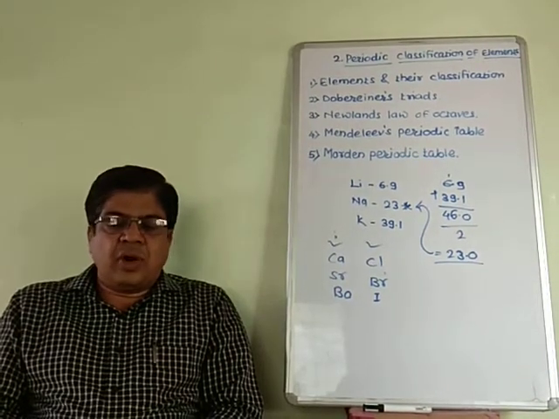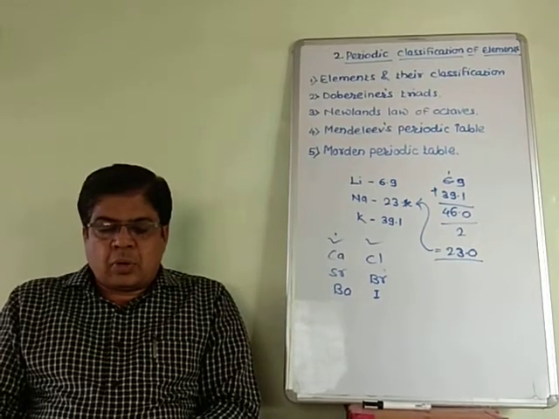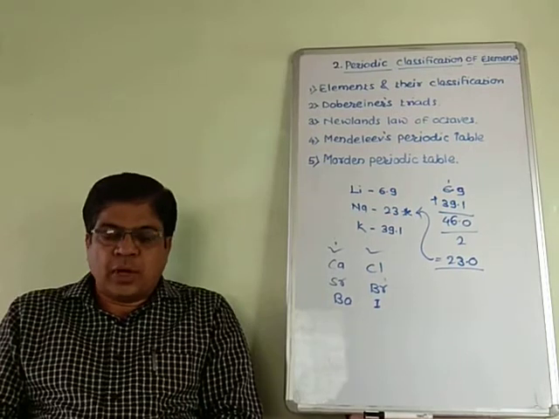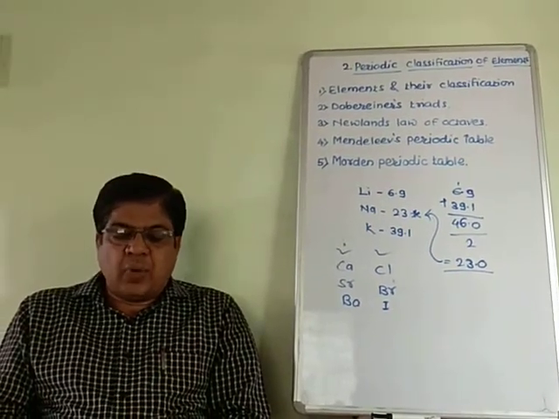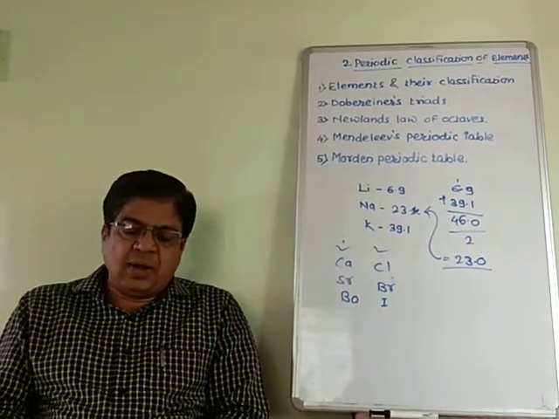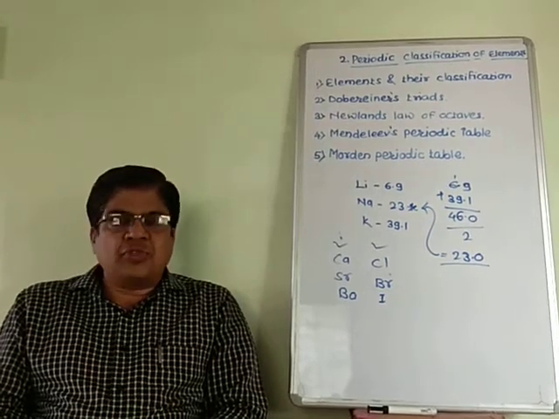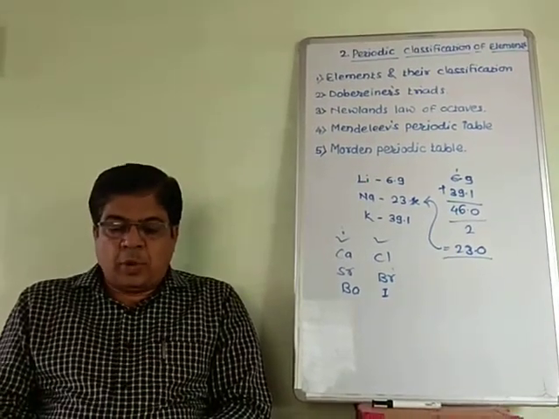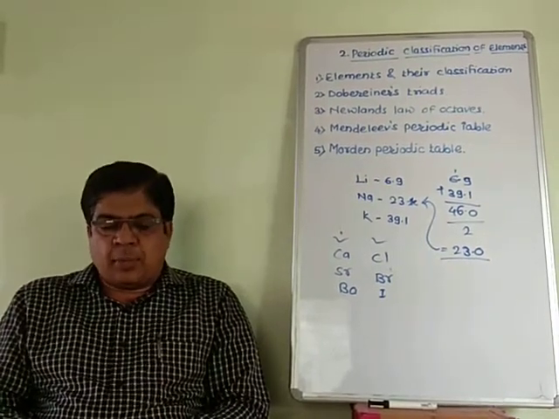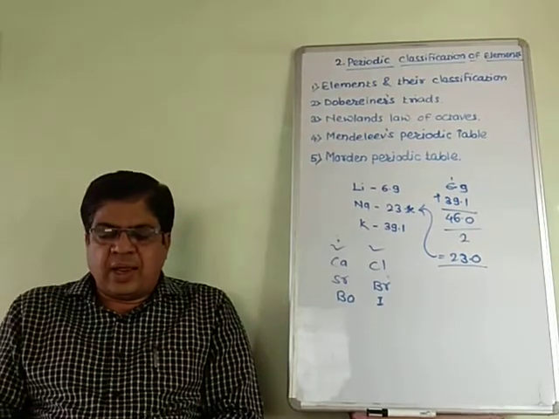There are 7 horizontal rows called periods, 1 to 7. There are 18 vertical columns called groups, 1 to 18. The arrangement of periods and groups results in the formation of boxes. Atomic numbers are serially indicated in the upper part of their boxes. Each box corresponds to the place for one element.